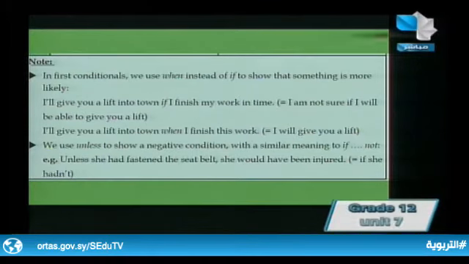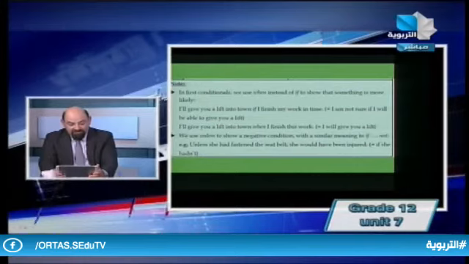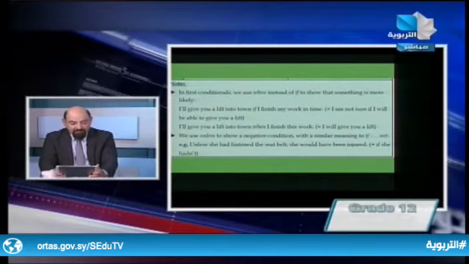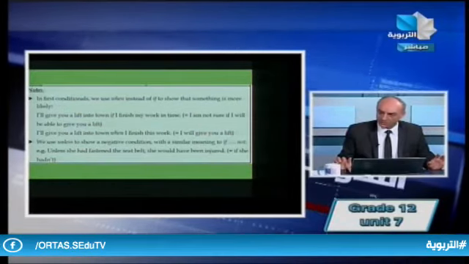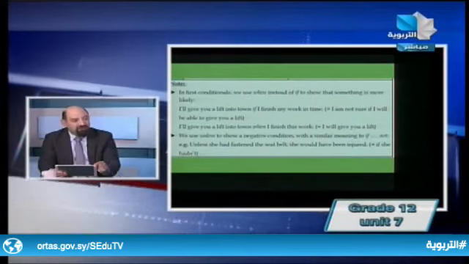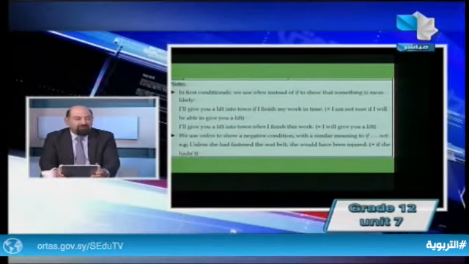The third note: we use unless to show a negative condition. It means if plus not, with a similar meaning. Example: unless she had fastened the seatbelt, she would have been injured. So this unless means if she had not fastened. It means exactly when we say, if she had not fastened the seatbelt, she would have been injured.